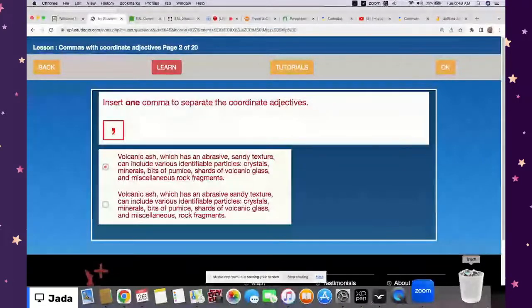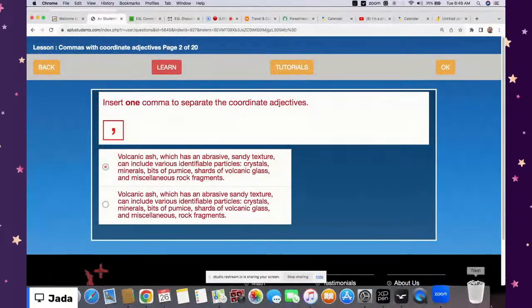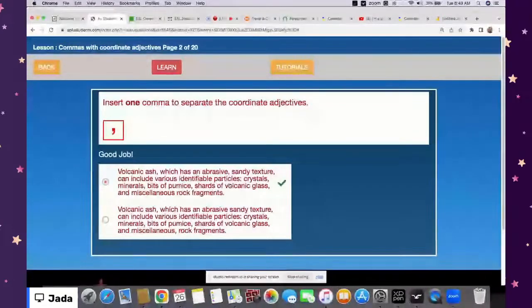So what's going to be the answer? Is it going to be the first one or the second one? So we pick the first one because abrasive, sandy texture can be separated. You can put a comma in between the adjectives there and then it's going to be okay.